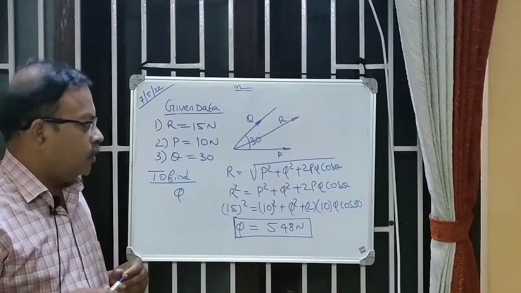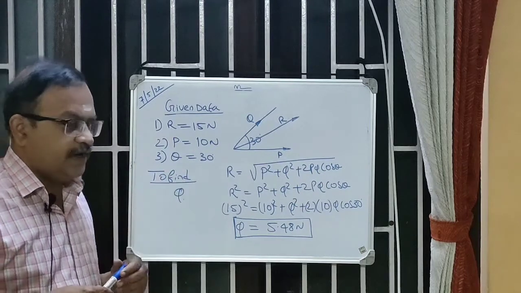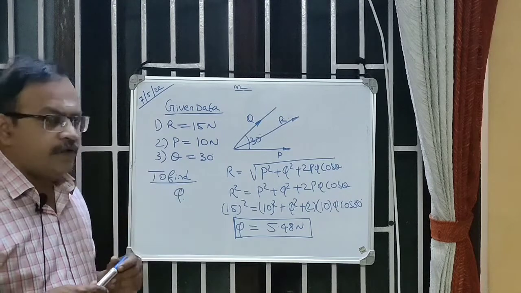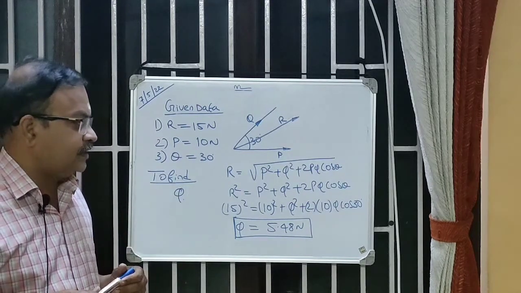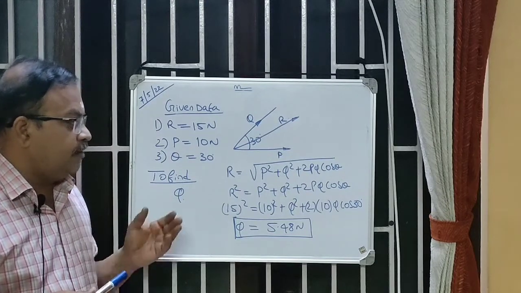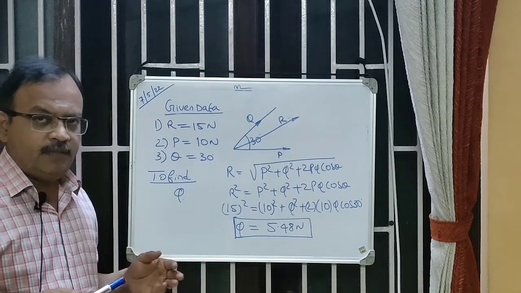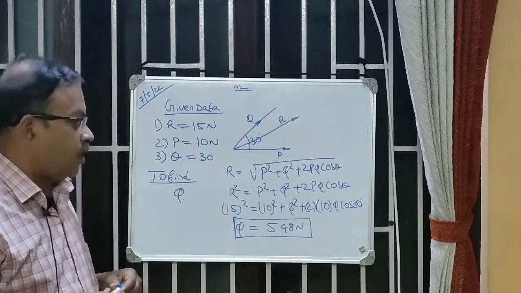Two concurrent forces are acting at an angle of 30 degrees. The resultant of the two forces has a magnitude of 15 Newton and the value of one force is 10 Newton. Determine the magnitude of the other force. This is the problem. So the problem will be given in the description. You can refer to it.